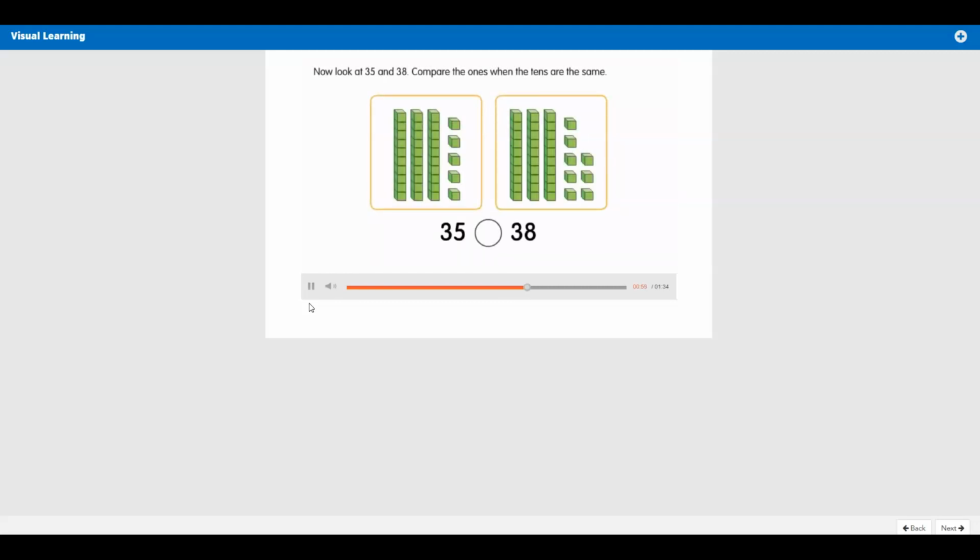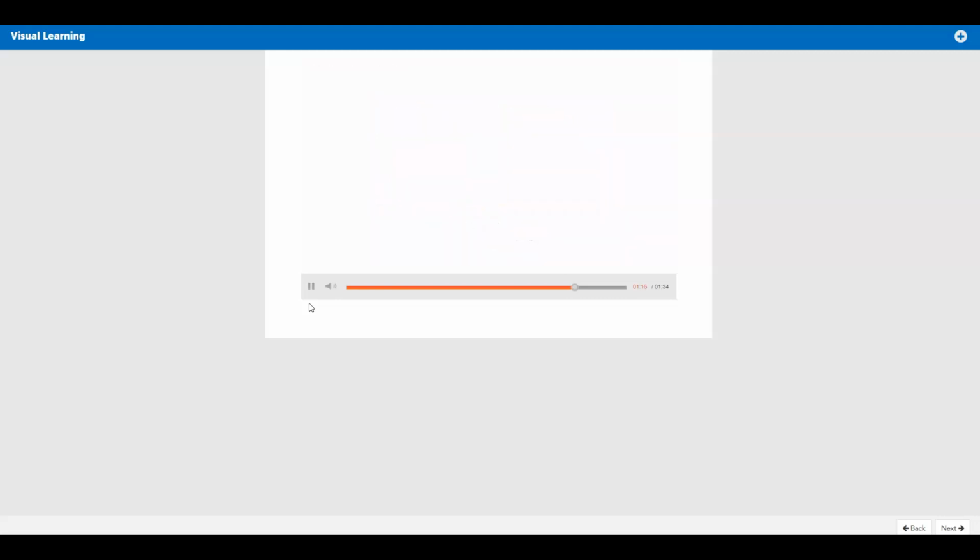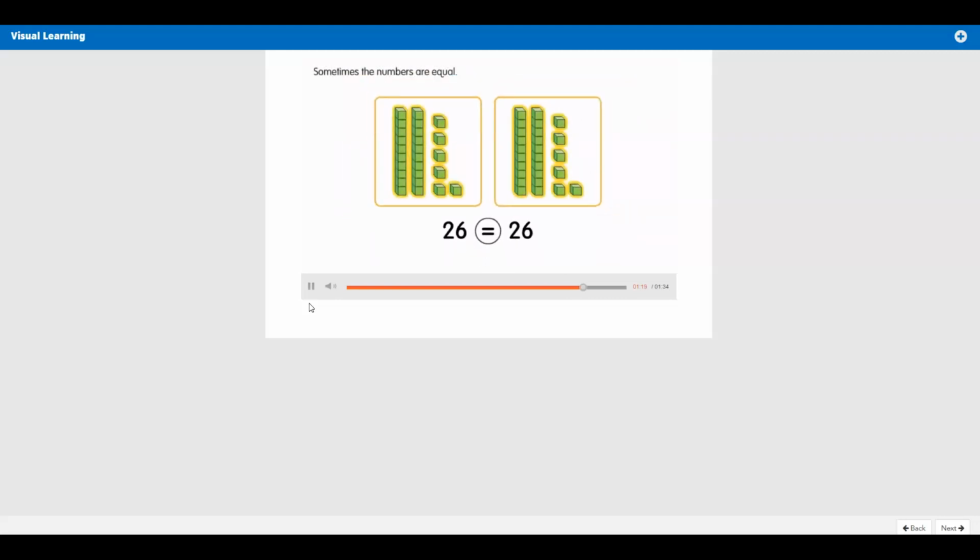Now look at 35 and 38. Compare the ones when the tens are the same. 35 has fewer ones than 38. So 35 is less than 38. Sometimes the numbers are equal. The tens are the same, and the ones are the same. So 26 is equal to 26. I like using blocks to compare numbers.